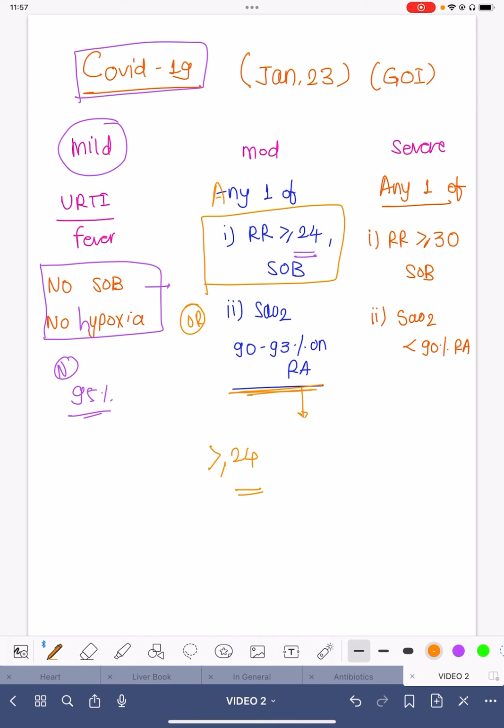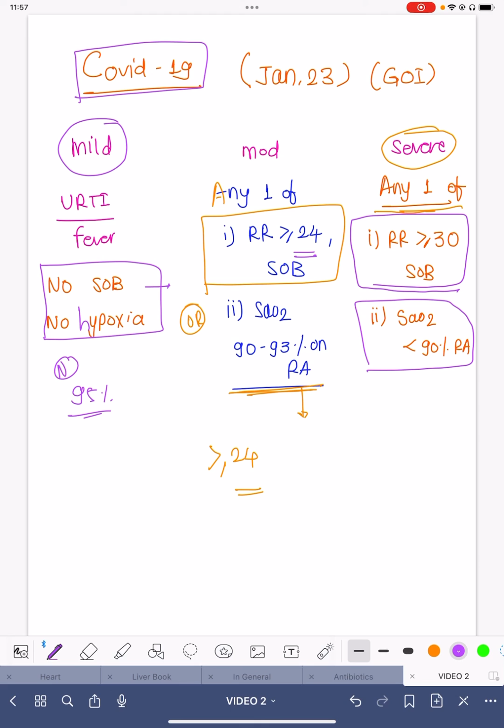We label it as severe COVID-19 disease if the patient fulfills any one of the two criteria. First one is the respiratory rate has to be more than or equal to 30 per minute, or the saturation on room air has to be less than or equal to 90%. So if it is less than 90%, or if the patient's respiratory rate is more than 30, it means the patient's lung involvement is significantly there, and we can directly label that the patient has severe COVID-19 illness.